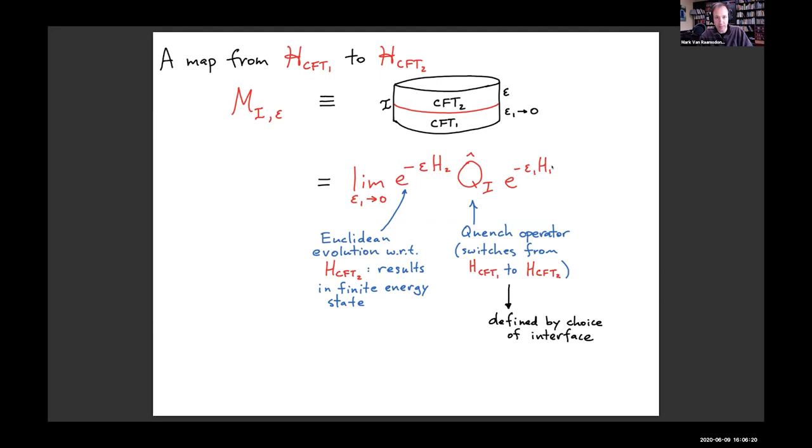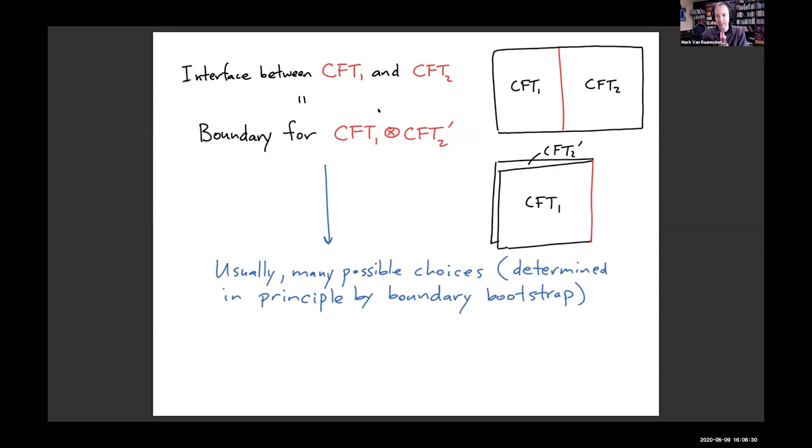So I'll just go back a little bit to this point of the interfaces. If I have these two different CFTs, maybe with different central charges and different operators and so forth, how do I know what possible interfaces there are? A useful way to think of that is that interfaces between CFT1 and CFT2, by what's called the folding trick that I think is due to Ian Affleck, you can think of as just boundary conditions for a tensor product CFT, where you have CFT1 tensored with the mirror image of this CFT, which could be the same thing.